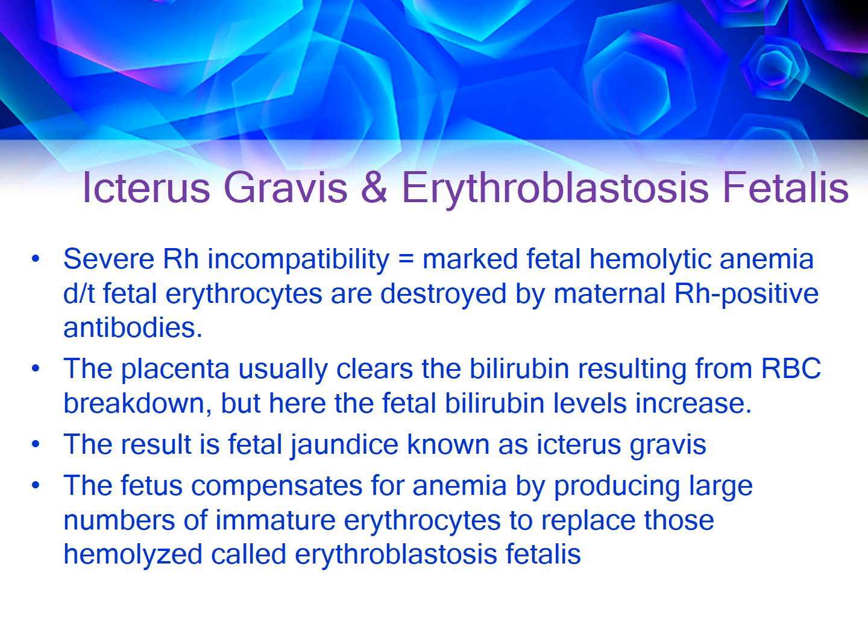So when we have a severe Rh incompatibility, we'll see marked fetal hemolytic anemia because those fetal erythrocytes are destroyed by the maternal Rh positive antibodies. The placenta usually clears the bilirubin resulting from the RBC breakdown, but here the fetal bilirubin levels increase. So the result is jaundice, and we call it in this case icterus gravis.